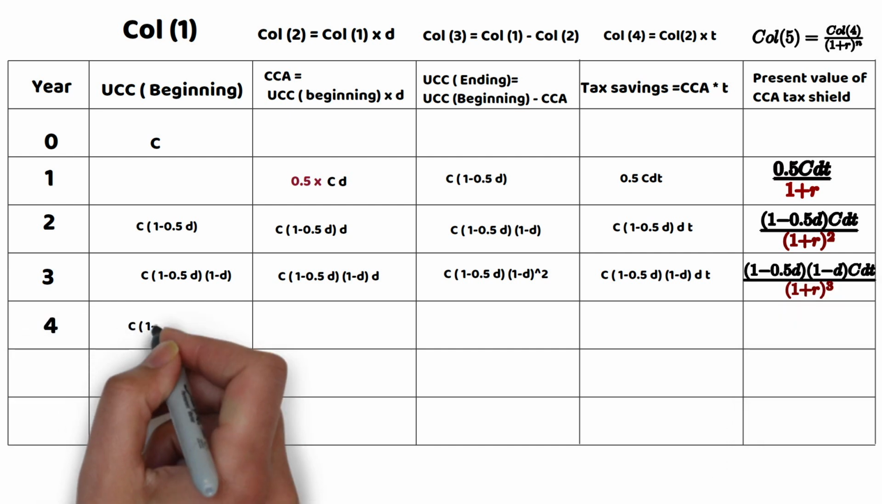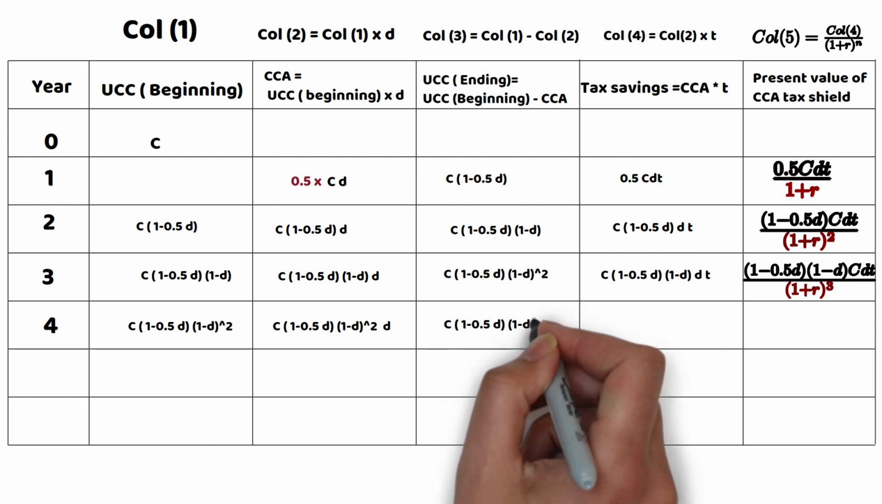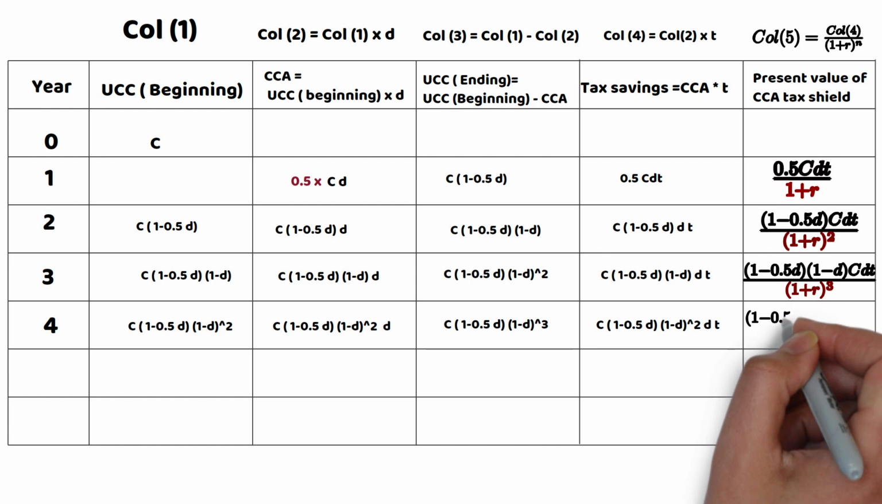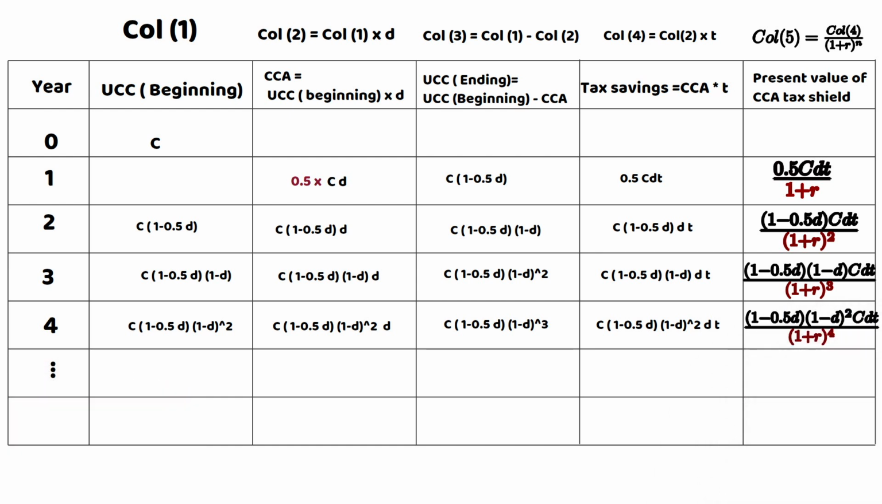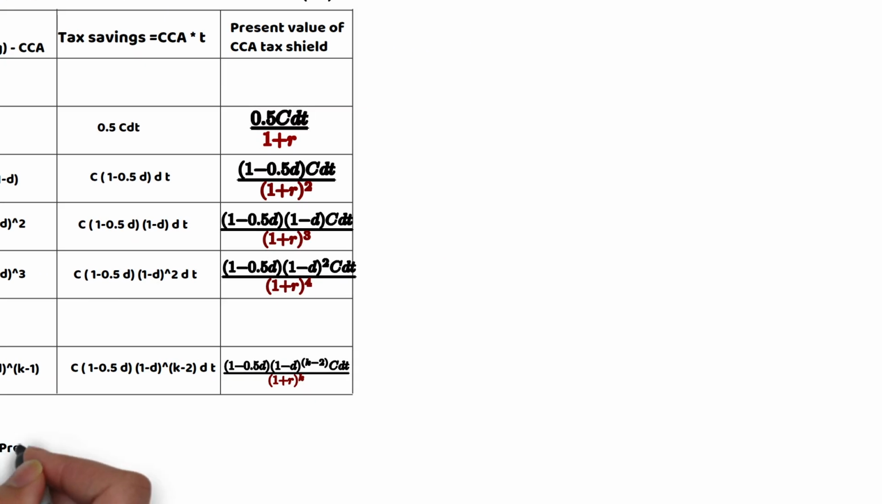And then we keep going for year 4, and we can see that for the tax saving and also the present value of the CCA tax shield, now it's (1 plus R) to the power of 4. So you just keep going. When it comes to year K, we are able to follow the pattern we observed from the previous years. And then we know that the present value of the CCA tax shield would be like that.